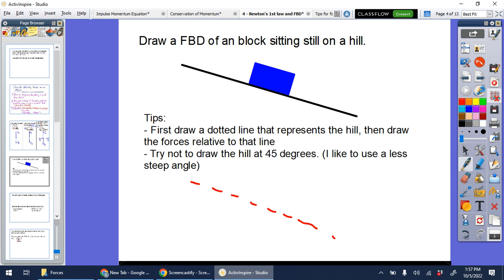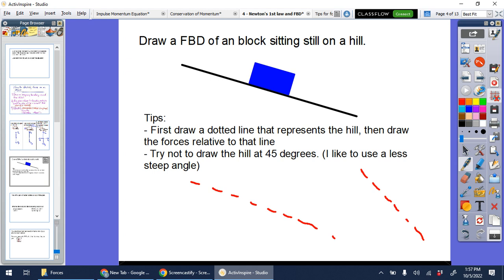Do you see that second tip about not drawing things at 45 degrees? Do you see what I mean by here? See how my hill's tilted? Comparatively, a lot of people like to draw their hills like that. Do you see how that's at 45 degrees? Now, there's nothing officially wrong with that, so this is more of a tip.